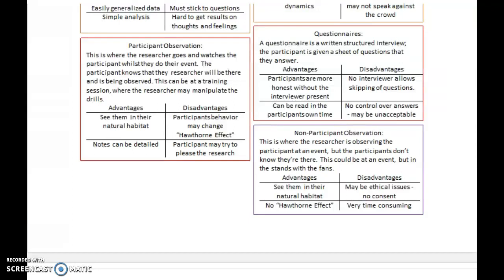Disadvantages are that the participants could just skip questions, might not answer every single question, and the researcher has no control over the answers. If they don't understand the question, you can't do anything about that. If you're not there, they just won't answer it, and then you're not getting your data.